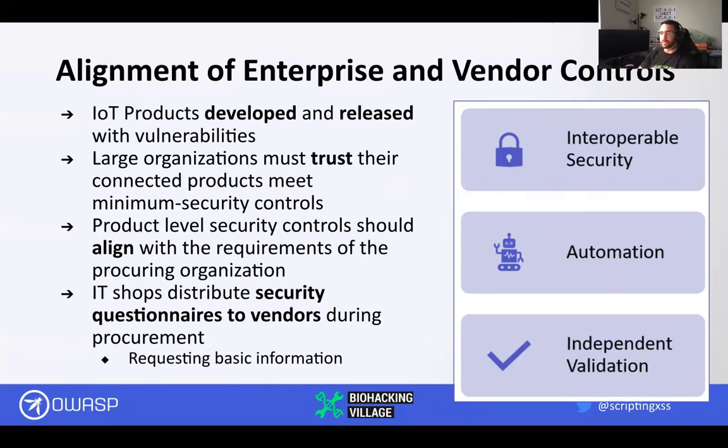So when you're purchasing things, at the end of the day, given the complexity of IoT and the scope, there is not one size fits all. Solutions and controls must be interoperable, must provide automation to scale, and they have to be validated, right? There has to be internal and external validation to ensure these controls are working and that the lights flicker, the alarms are going off when they should be.